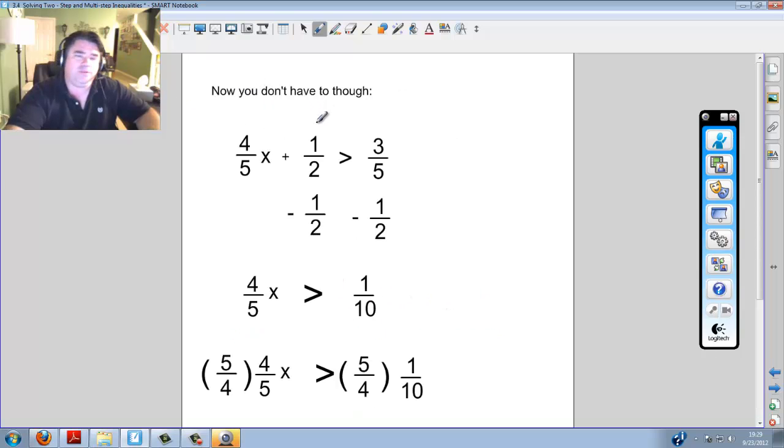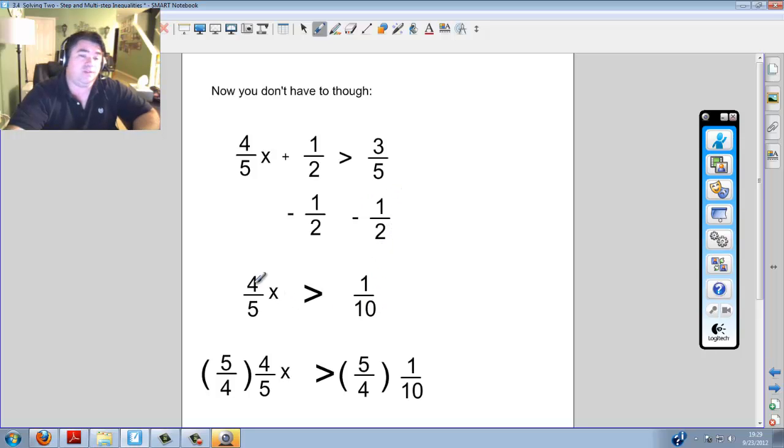Now you don't have to do it this way. For those of you with a scientific calculator or better, instead of minus 1/2 to one side, minus 1/2 to the other, you can punch in 3 ABC 5 minus 1 ABC 2, and it will give you 1/10.